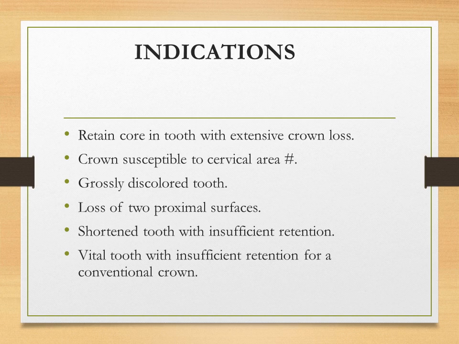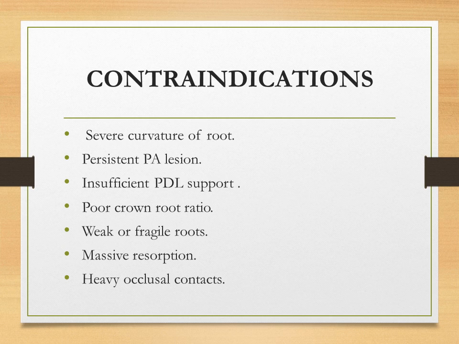And the same applies for a vital tooth with insufficient retention for a conventional crown. So the last 2 points are quite similar. In cases where you want to give a crown for a vital tooth which is very small, you might have to endodontically treat it and increase the size of the coronal portion by doing a core build-up so that you can retain the crown in place. What are the contraindications for your post and core?